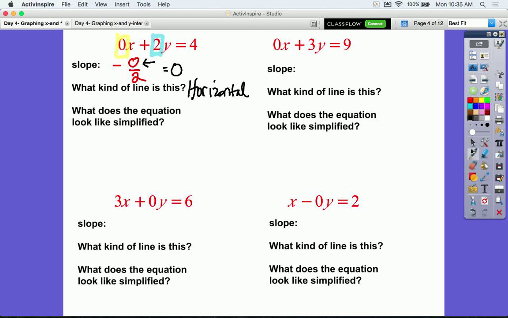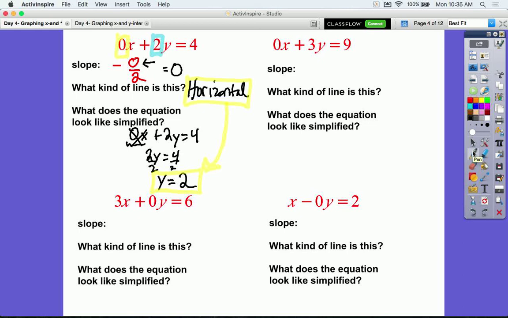So what we're going to look at next is, what does this equation, 0x plus 2y equals 4, look like when we simplify it? Well, the 0 times x, these cancel each other out completely. 0 times anything is always 0. So here's what I've got. 2y equals 4, which leaves me with y equals 2. You're going to notice that the equation of any horizontal line is always going to have that x gone, disappeared from it, and always simply going to be y equals some number.